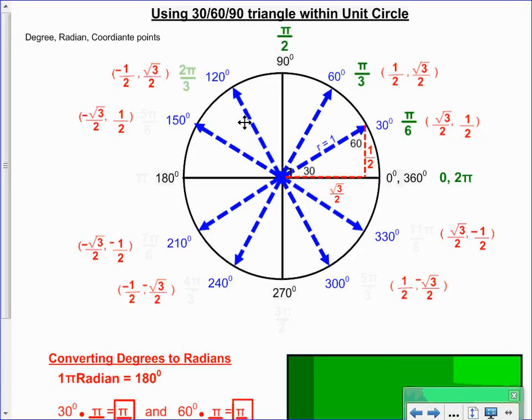4 pi over 6 reduces too. 5 pi over 6 is what it is. And 6 pi over 6 is just pi. Then we have 7 pi over 6, 8 pi over 6, 9 pi over 6, 10 pi over 6, 11 pi over 6, and 12 pi over 6. It's just like a clock. Just go around.